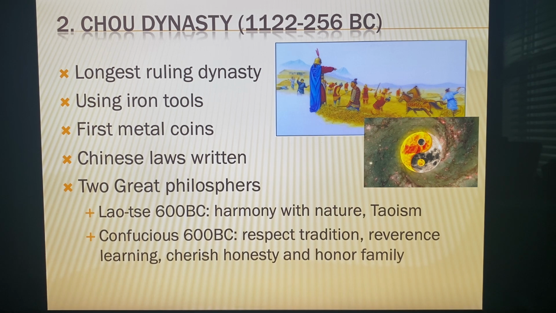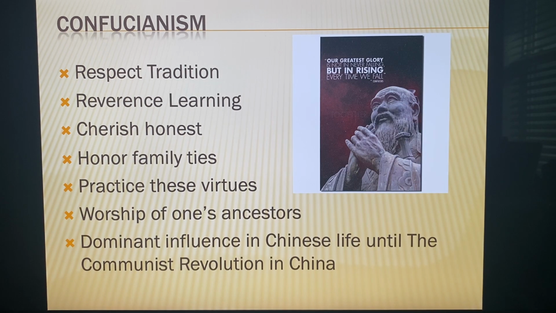Confucius was in 600 BC, and he brought in the respect for tradition, reverence, and learning, and to cherish honesty and to honor the family. So those were some good things. Let's talk a little bit more about Confucius here. So this next slide. Confucianism. So here's a picture of him.